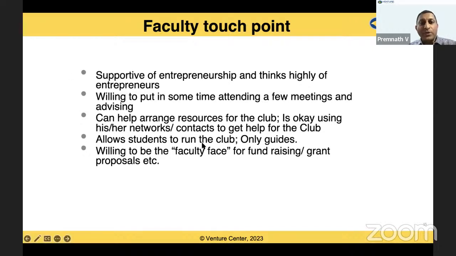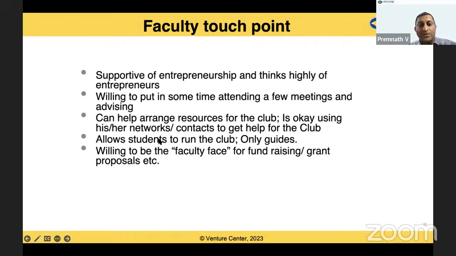They should be willing to put in some time to attend a few meetings and advise the student group. They should be able to arrange resources. Very often this faculty touch point will bat for the club with the director or the vice chancellor, and they should be okay to use his or her network and contacts to get help for the club. Very often we have seen faculty touch points also arrange some funding through corporates, some industry folks, by calling up and making the right connects for the student group.